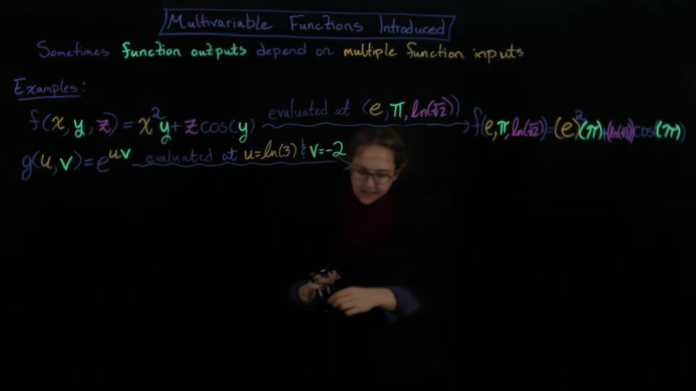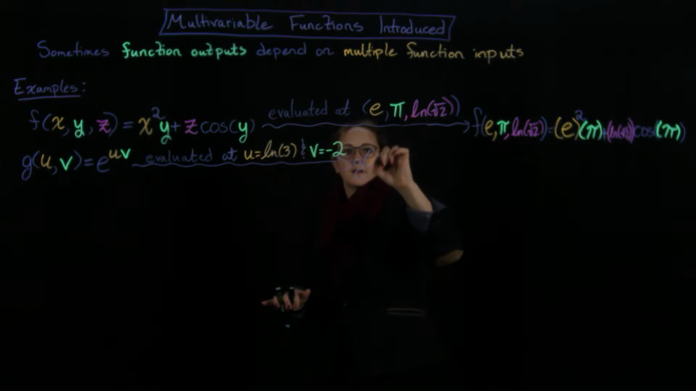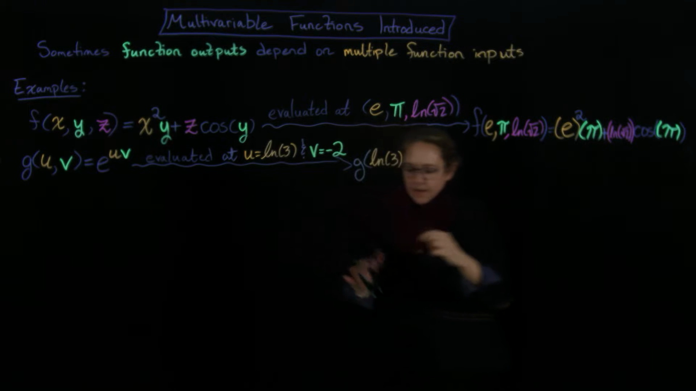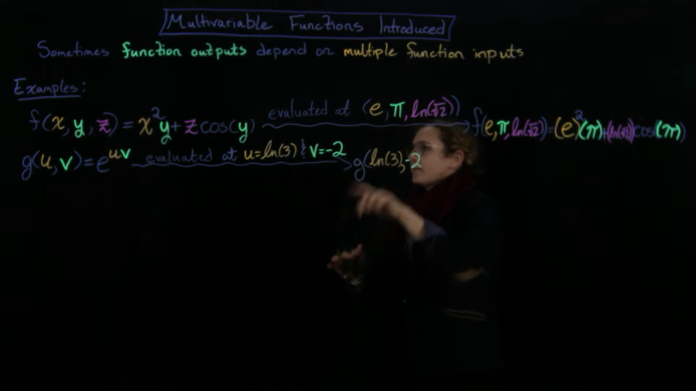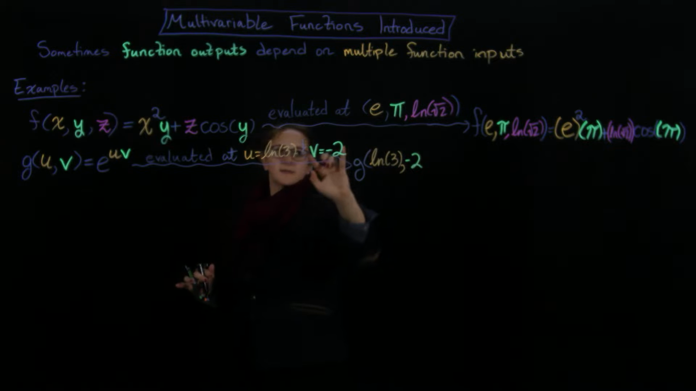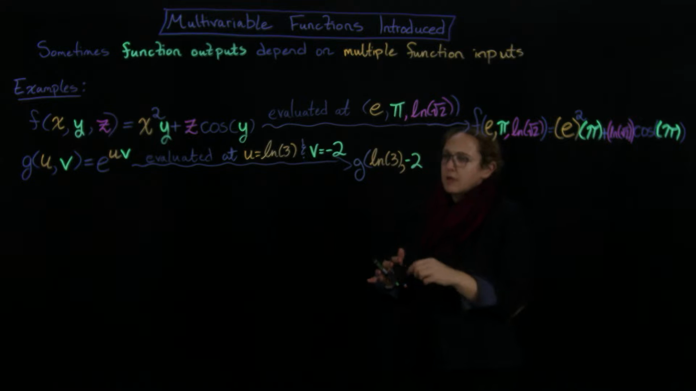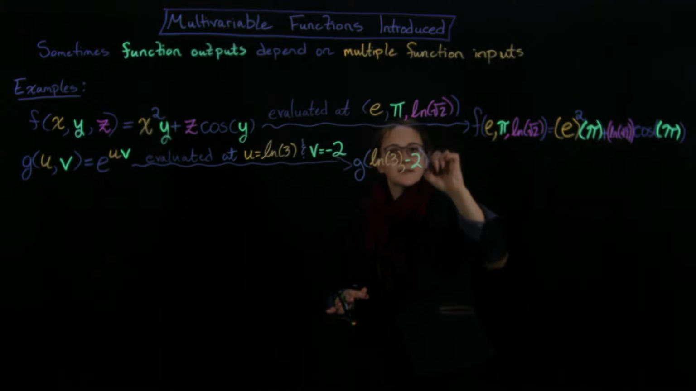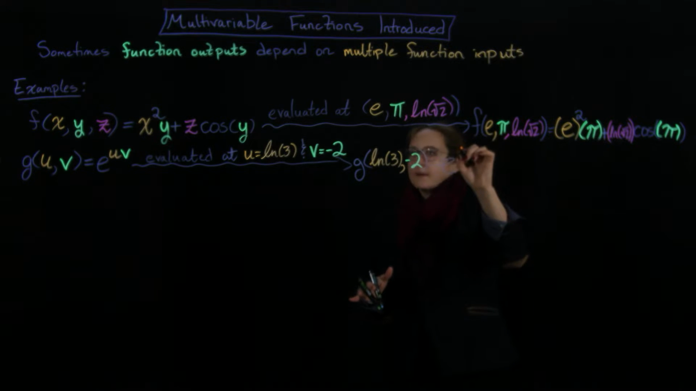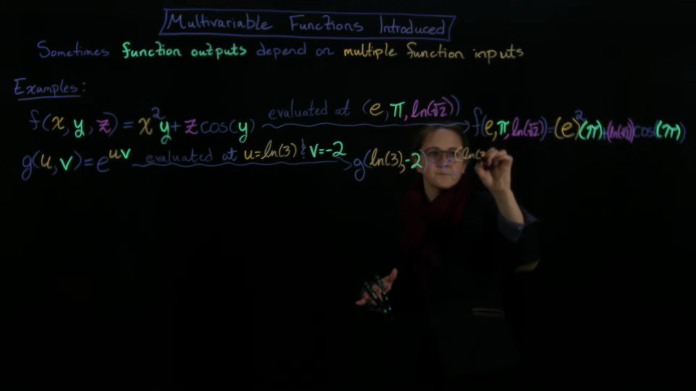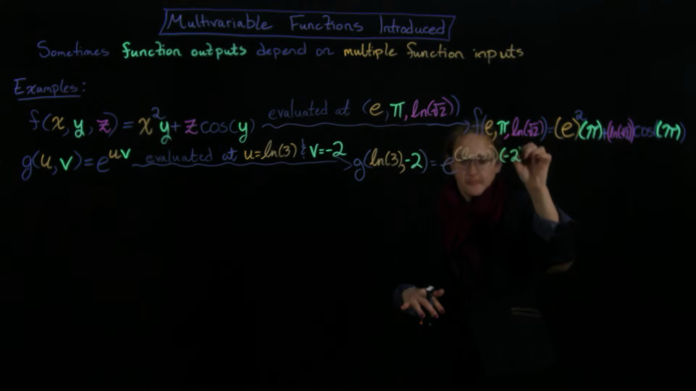Okay, so what happens? This is g of the natural log of 3, and then -2, right? Because this is my u, and this is my v. So my first one is ln of 3, my second one is -2. Then I can close that up. So this is going to equal e to the, and then my first is this ln of 3, and my second is v, so that's going to be my -2.